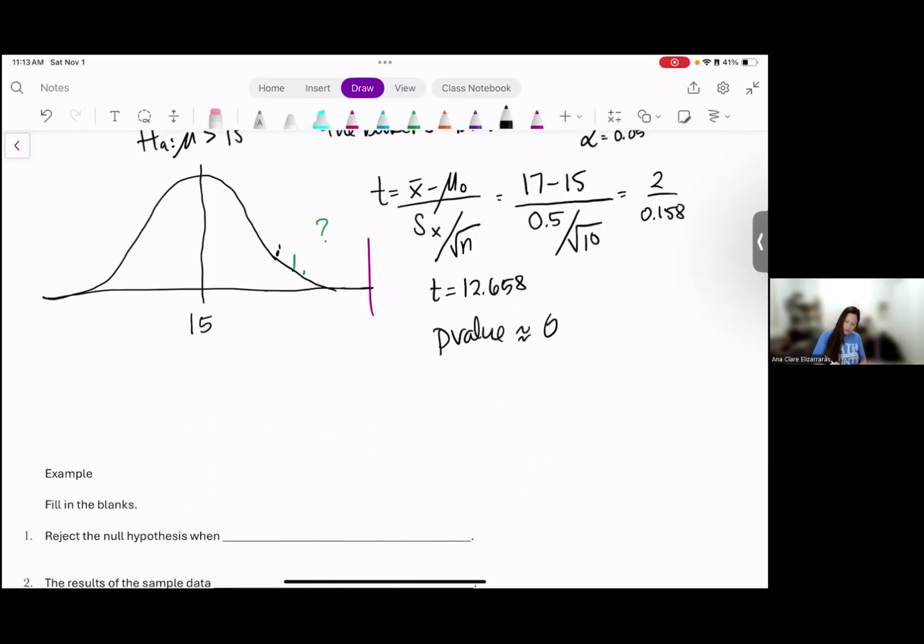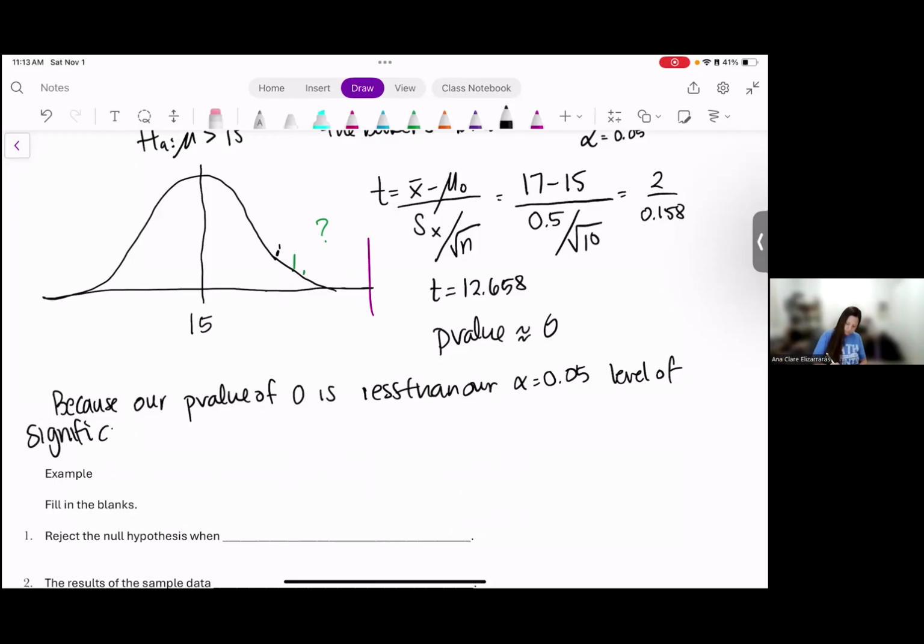So let's say, because our p-value of 0 is less than our alpha equals 0.05 level of significance, we reject the null. And when we reject the null, that means that our assumption is not right. We're going with the claim. So we have evidence to support the claim.